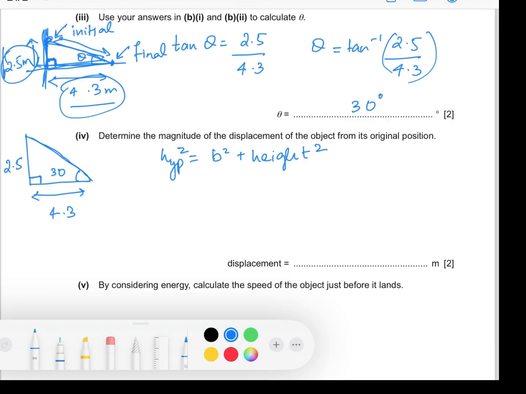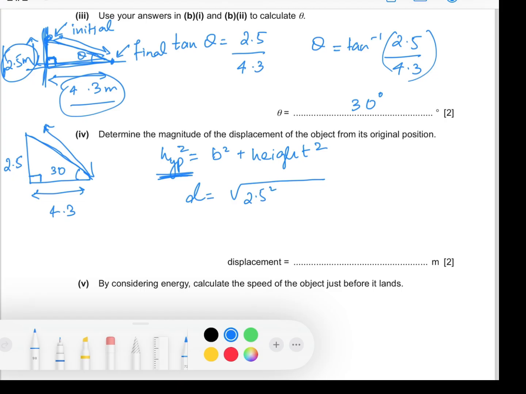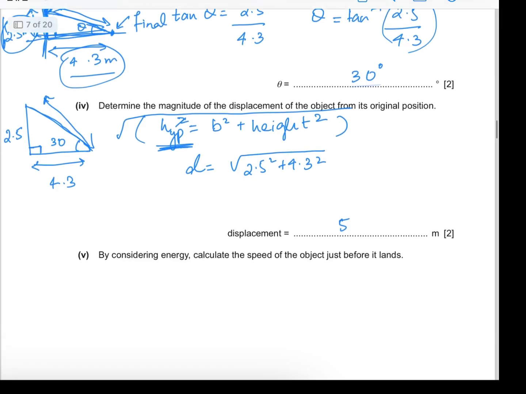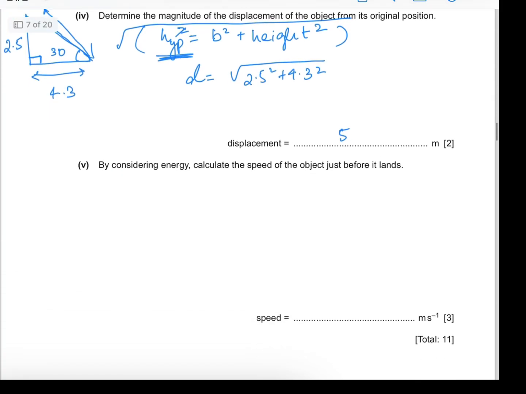Therefore, the hypotenuse represents the displacement. So the displacement would be equal to the square root of 2.5 squared plus 4.3 squared. That's because you take the square root of both sides, which cancels the square of the hypotenuse. This leads to 5 meters of displacement. By considering energy, calculate the speed of the object just before it lands.